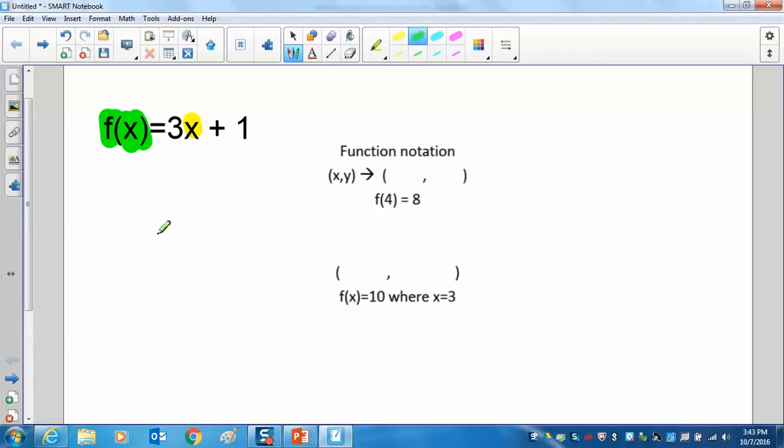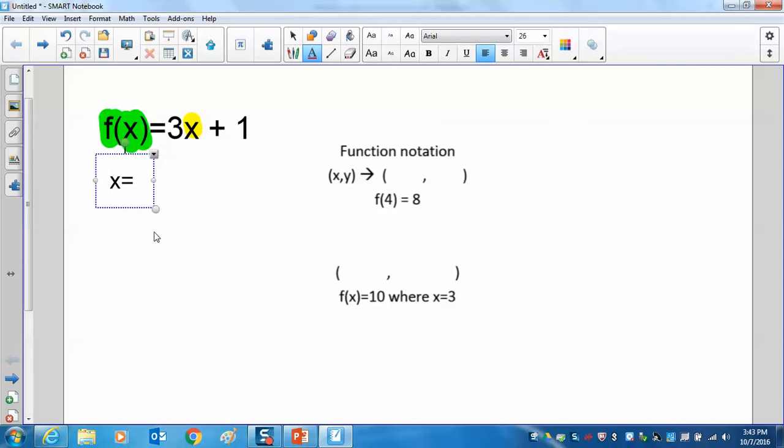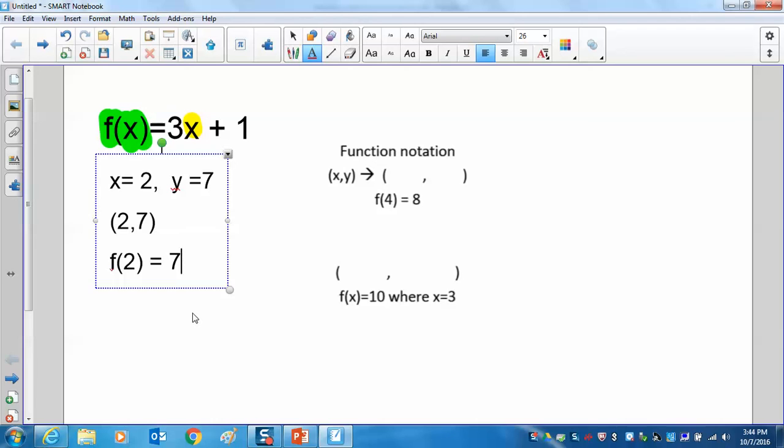And this would generate an infinite number of ordered pairs, an input and an output put together. So for this function, if I had an input, x equals 2, my output would be 3 times 2 plus 1, which is 7. So we could say our input is 2 and our output is 7 for this function. We could also write it as an ordered pair. We could say 2 comma 7. Or we could say f of 2 equals 7. These are all important ways to express inputs and outputs.